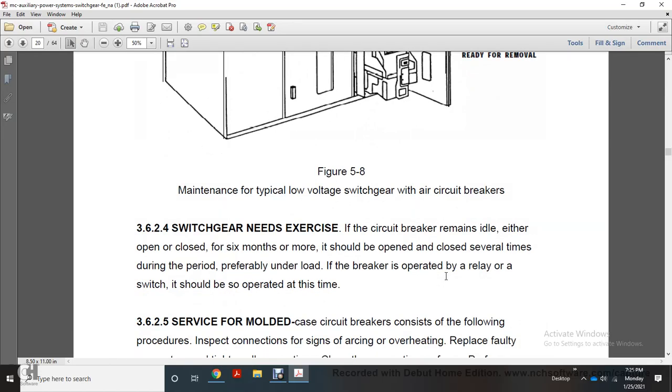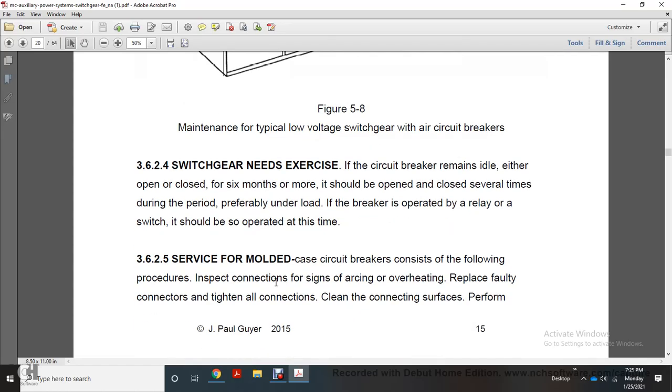Switchgear needs exercise. If a circuit breaker remains idle, either open or closed, for 6 months or more, it should be opened and closed several times during the period, preferably under load. If the breaker is operated by a relay, the switch should be operated at this time.